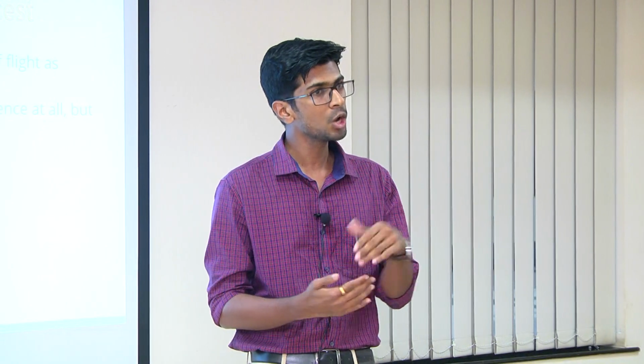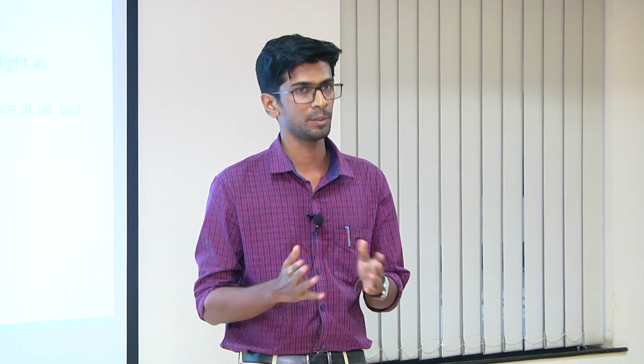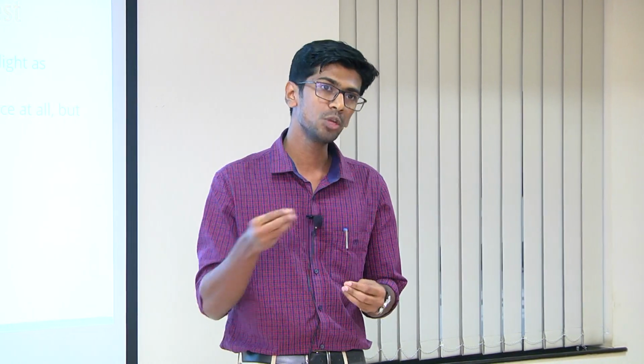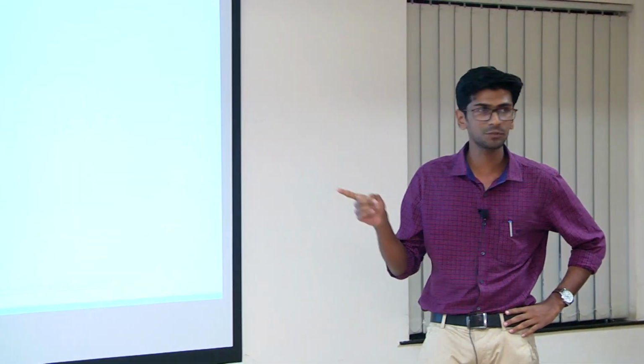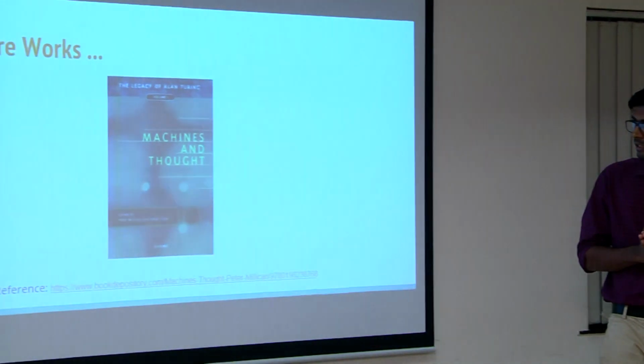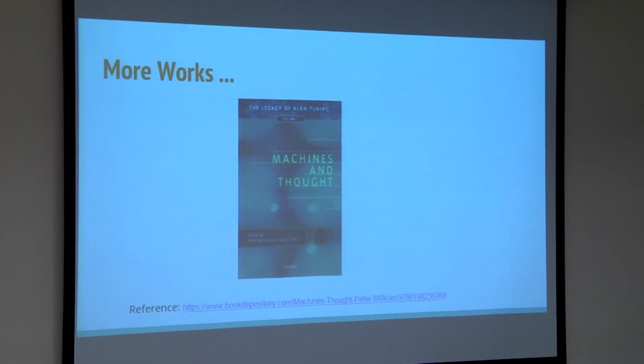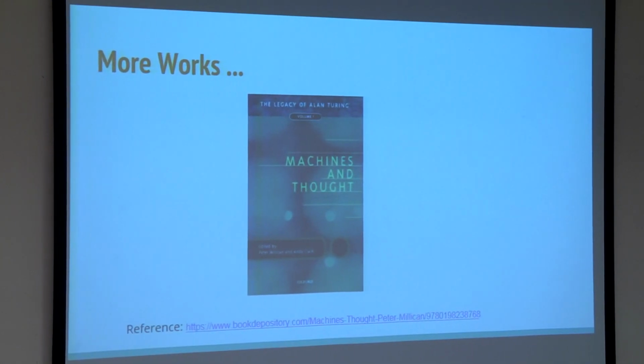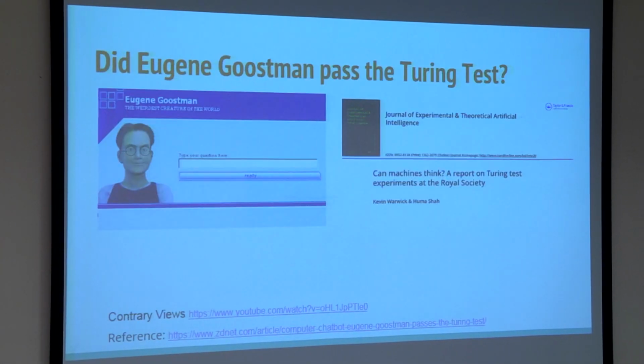But there are many more criticisms of Turing's work. But what I believe is that it is a starting point, because we have to start from somewhere, right? So Turing's test was a starting point, but over time we have to develop it. We have to add new features to it. That's what I think we have to do. And this book has two volumes. The first volume is Machines and Thought. There are a lot of criticisms and extensions of Turing's work, so interested people can go through this.